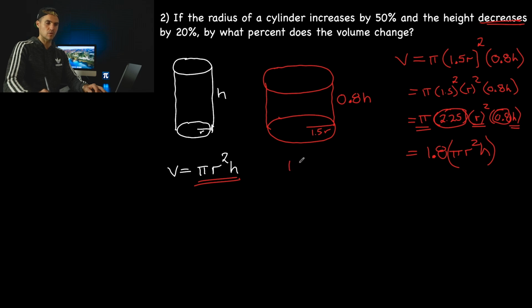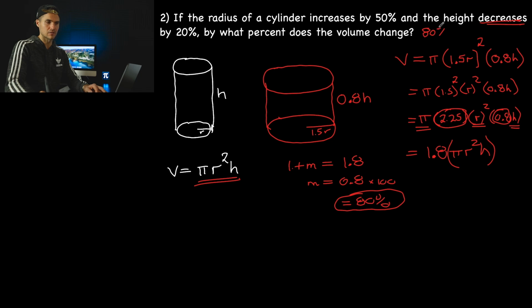So remember, it's always 1 plus whatever the percentage change is equal to the factor you're multiplying, 1.8. Bring the 1 over, 1.8 minus 1 is 0.8. Multiply this by 100, we get 80%. So that is the answer right there. By what percent does the volume change? It's increasing by 80%, right? Because we're multiplying it by 1.8.